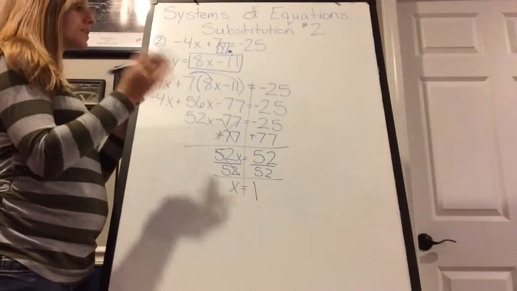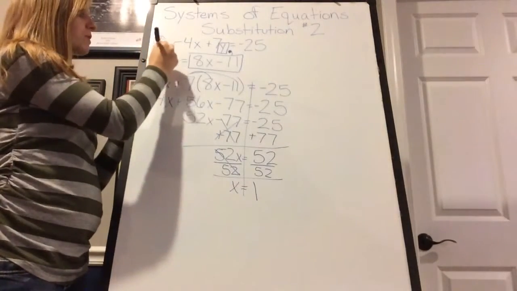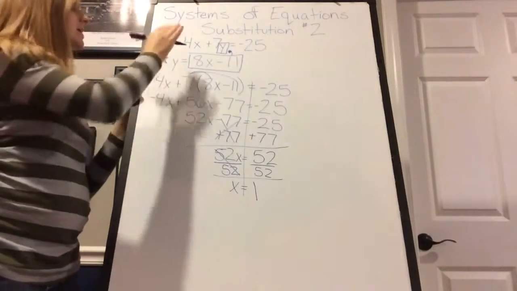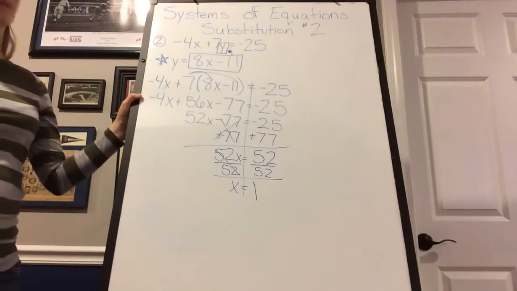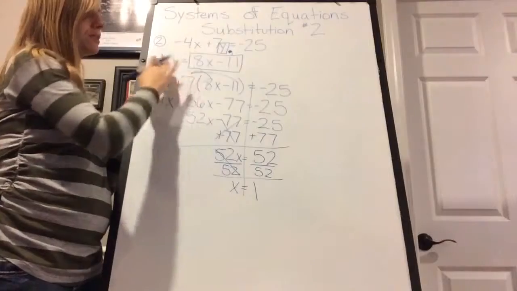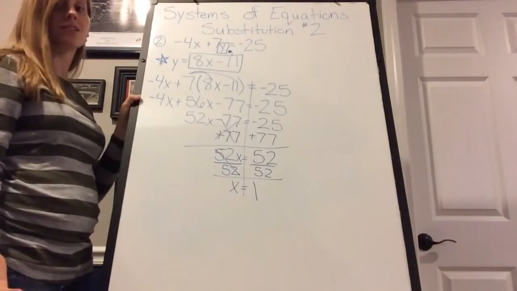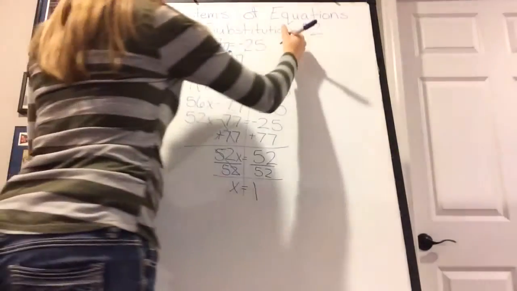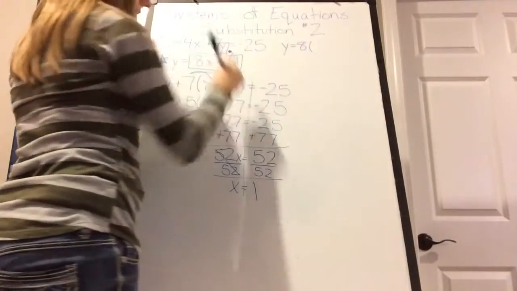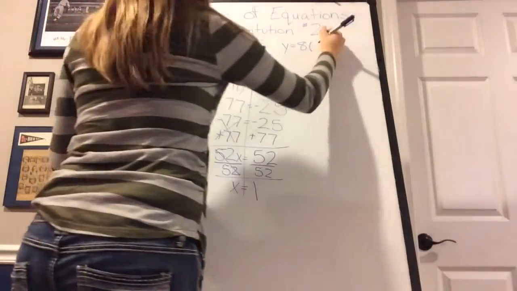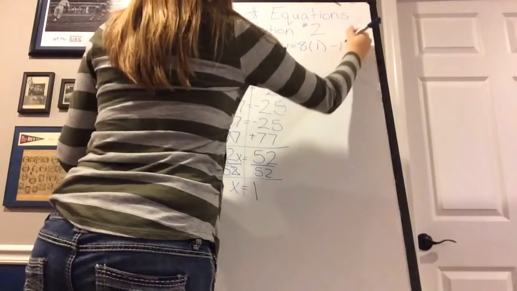So always use the one that's already solved for y. It really is so much simpler. You're not going to get the wrong answer with the other equation. It's just going to take you a little bit longer. So I'm going to go ahead and use the second equation this time because it's solved for y. So I have y equals 8, but instead of x, put 1 in parentheses, minus 11.